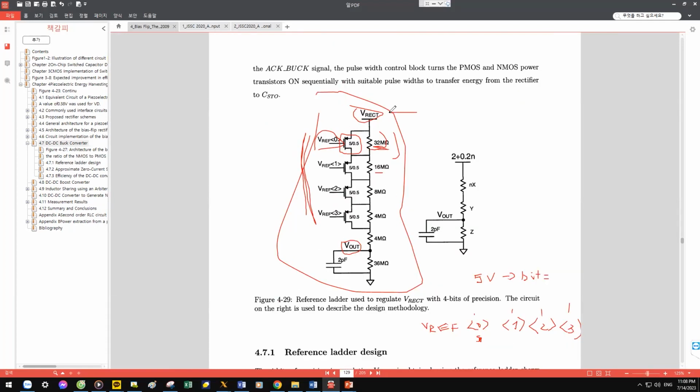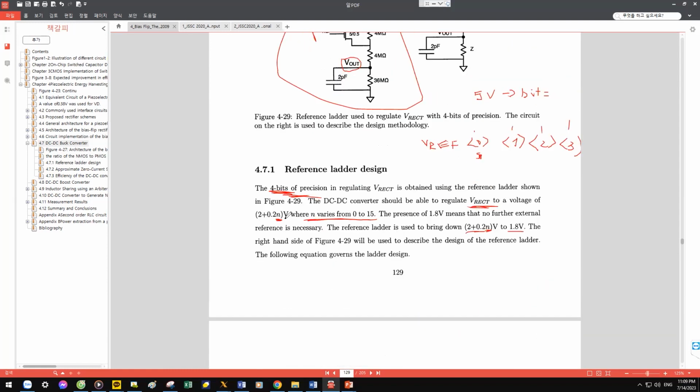So for example, in here 5 volt. So in here N should be 15, right? 15. So 15 and 15 and that will be 5 volt, isn't it? Yes.